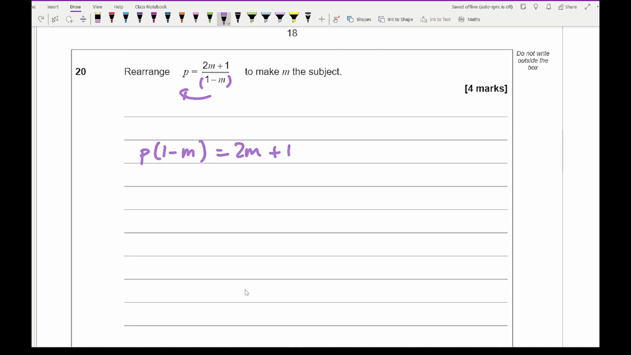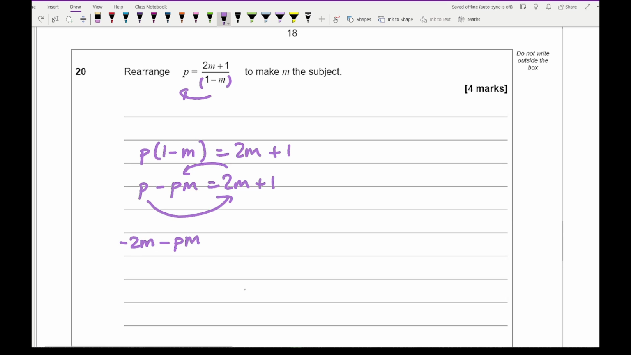Now from this we want to expand the brackets, so that becomes p minus pm equals 2m plus 1. And then from this we want to take everything with an m onto one side and everything without an m to the other. So what we end up with is minus 2m minus pm.